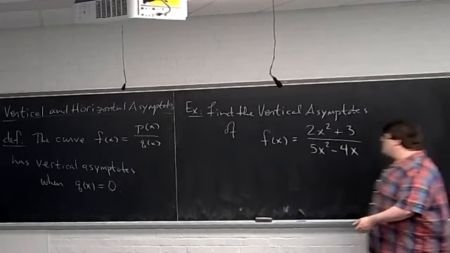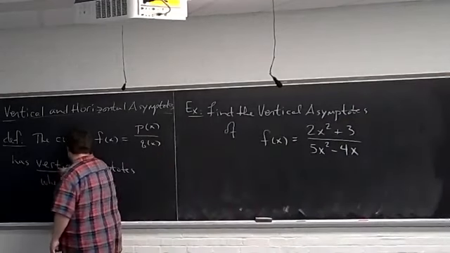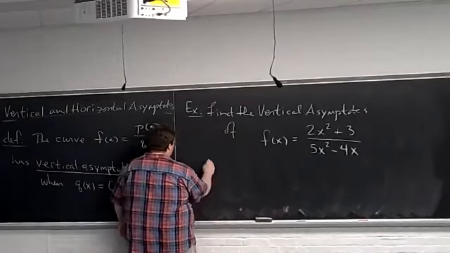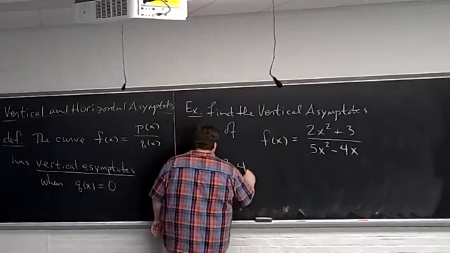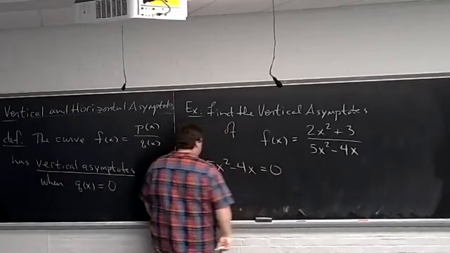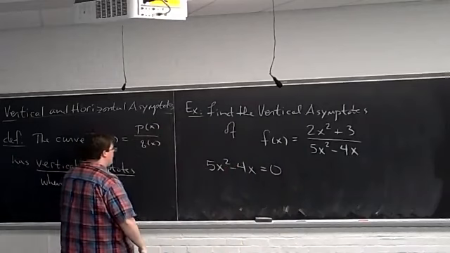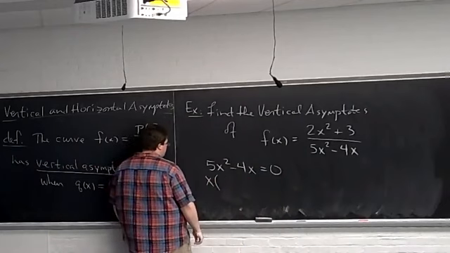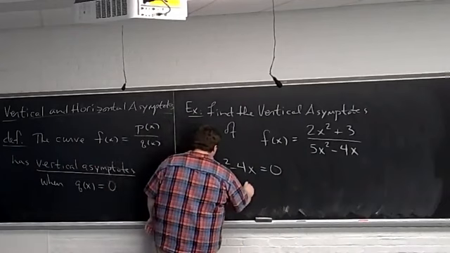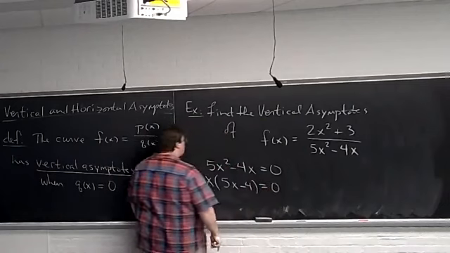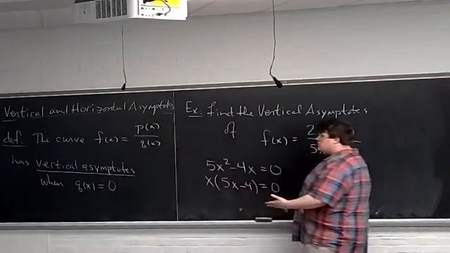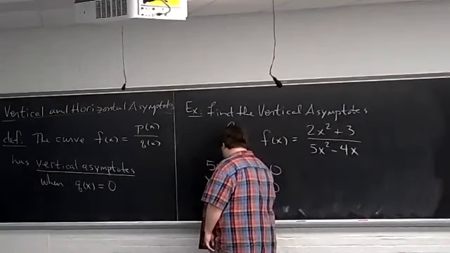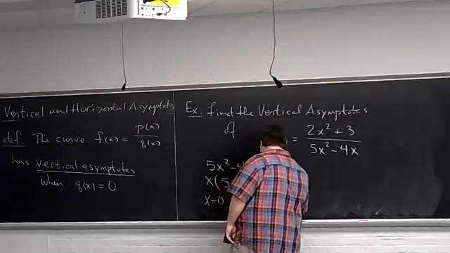Well, by the definition over here, it has vertical asymptotes when the denominator equals 0. So let's find where the denominator equals 0. X squared minus 4x equals 0. Solve this for x. Well, we can factor an x out of this. Both of these terms on the left have an x. X times 5x minus 4 equals 0. So x equals 0 or 5x minus 4 equals 0. So you get x equals 0. X equals 4/5.